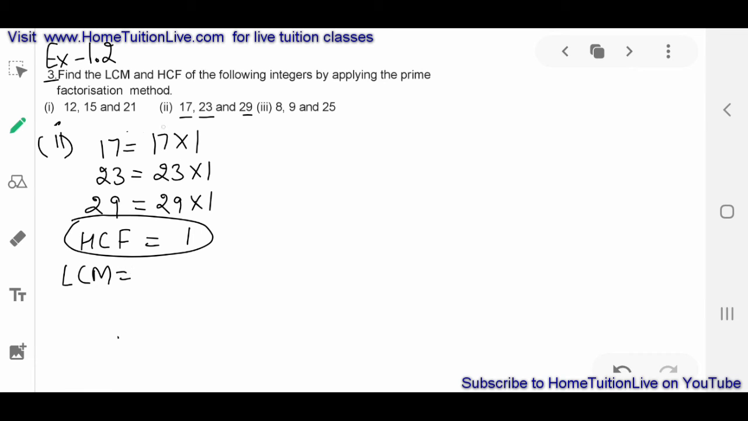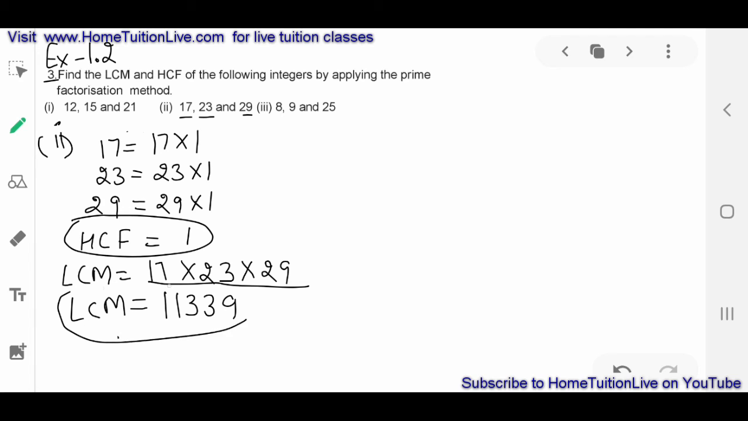Now LCM is, write each prime number involved in this: 17 power 1, highest power is 1, 23 power 1, 29 power 1. So now we will multiply these three numbers, and that is the LCM of 17, 23 and 29.